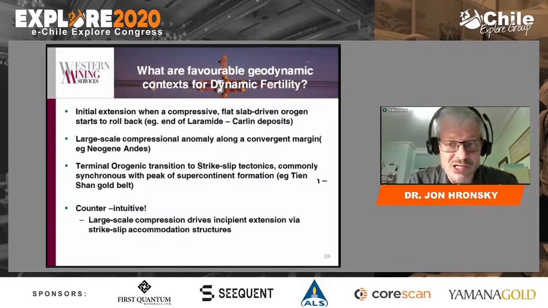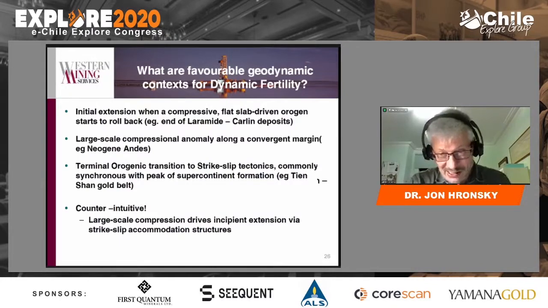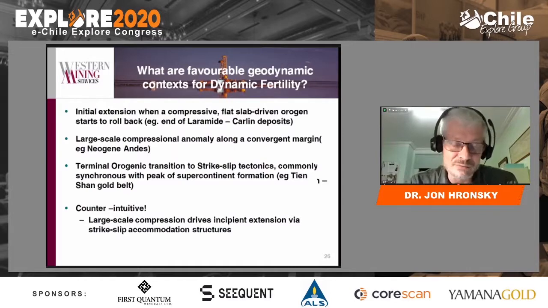A really good example is the Tian Shan gold belt of Central Asia, with the giant Muruntau gold deposit forming exactly at the peak of Pangaea. So it is a bit counterintuitive, large-scale compression. Why do we see this relationship between large-scale compression and incipient extension? It's simply because large-scale compression is very effective at generating and driving, probably pre-existing, but reactivating strike-slip accommodation structures.